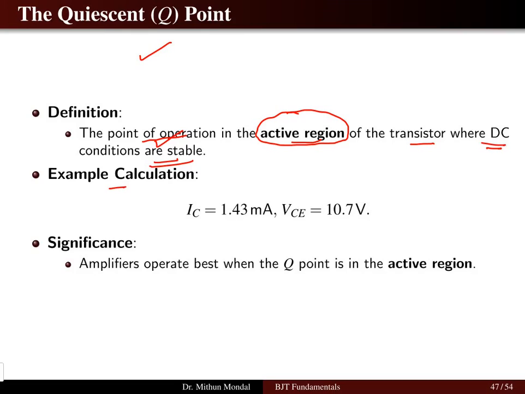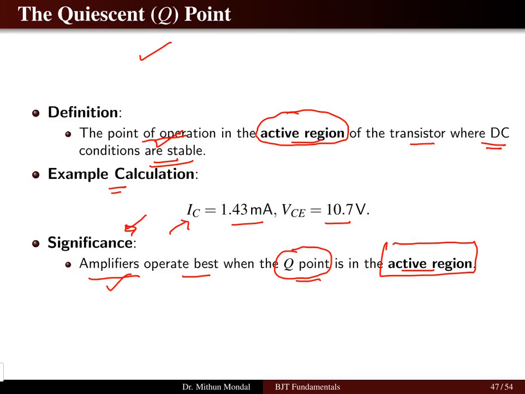In the example we have done for this, the collector current is 1.43 milliampere and the collector to emitter voltage is 10.7 volt. So the basic significance of this load line is that the amplifier will operate best when the Q point is in the active region. So we need to find the Q point very effectively, and that will be in the active region. Then only the operation of the transistor as an amplifier will be the best.